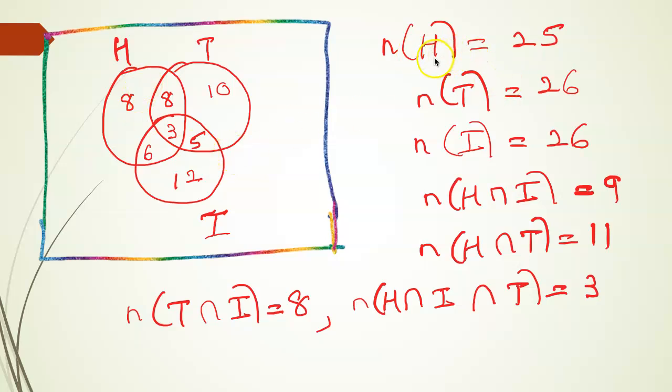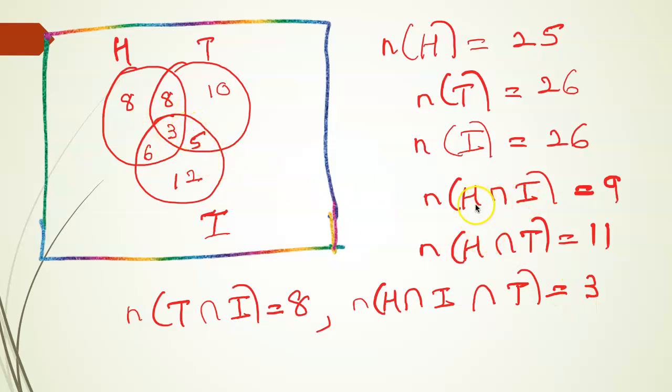Number of elements who read H is 25, number of elements who read T is 26, number of elements who read I is 26, number of people who read H intersection I is 9, number of elements in H intersection T is 11, number of elements in T intersection I is 8, and number of elements in H intersection I intersection T is 3. So this common part is 3.